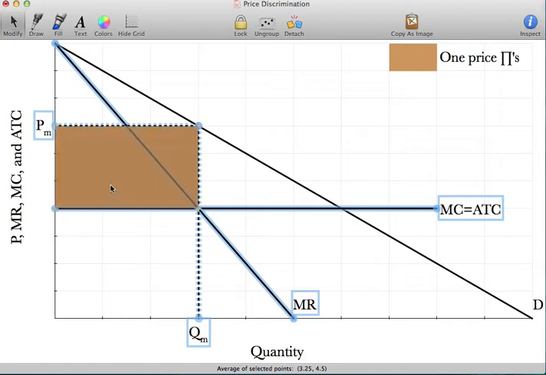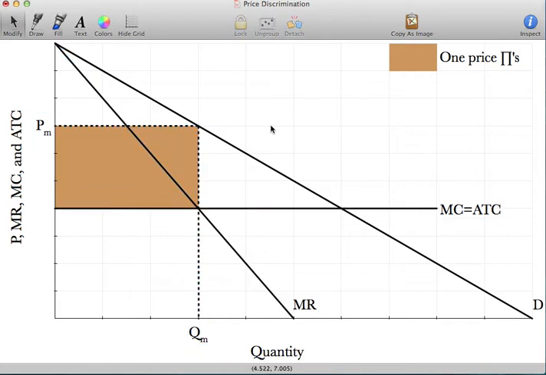So what we have left over when we subtract total cost from total revenue is profit, and that's the shaded area right here. So let's assume now that this monopolist has successfully been able to segment the market into two distinct groups. One group of individuals who they've identified are willing to pay a higher price than the profit maximizing price, and a second group that is willing to pay a lower price than the profit maximizing price, and that lower price is still above marginal cost.